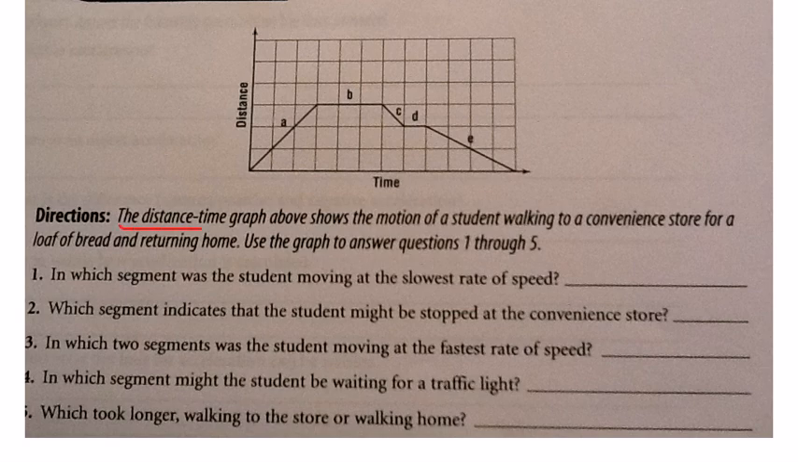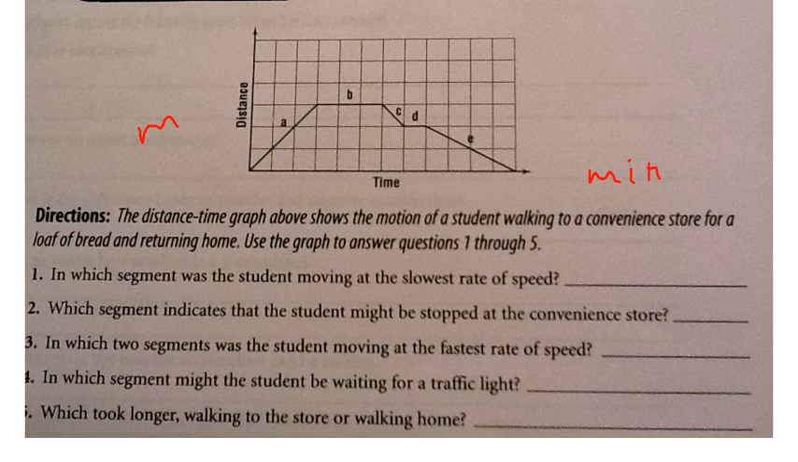The distance-time graph above shows the motion of a student walking to a convenience store for a loaf of bread and returning home. Use the graph to answer questions 1 through 5. Okay, so we know that this student is walking. Since he is walking, we could draw a conclusion. This could be meters or kilometers, but let's say that these are meters, and this could be minutes.